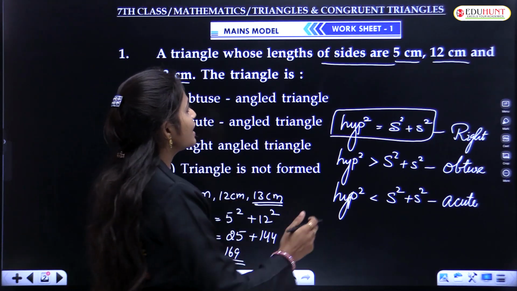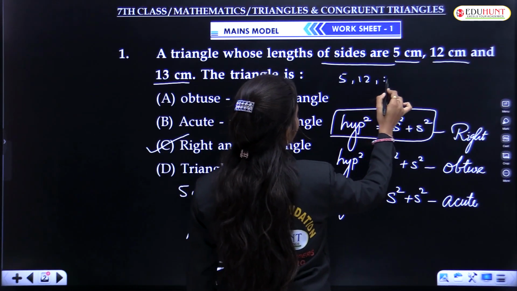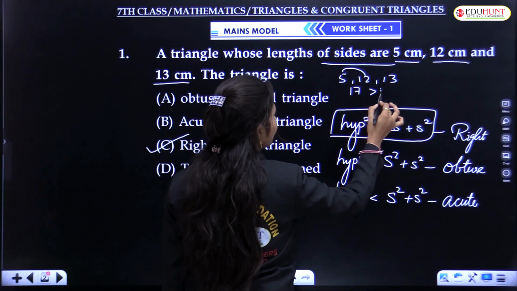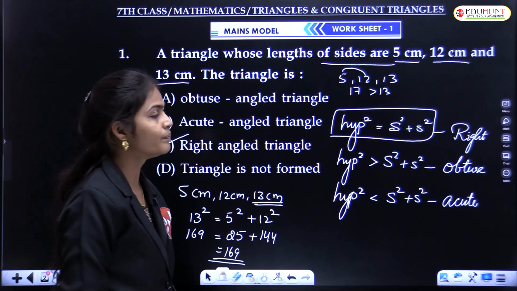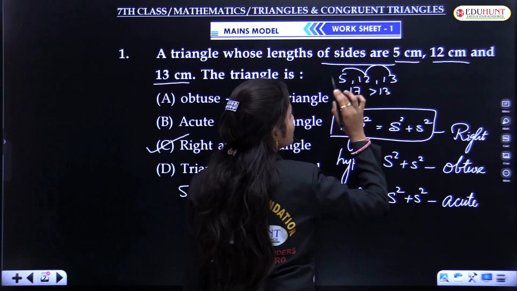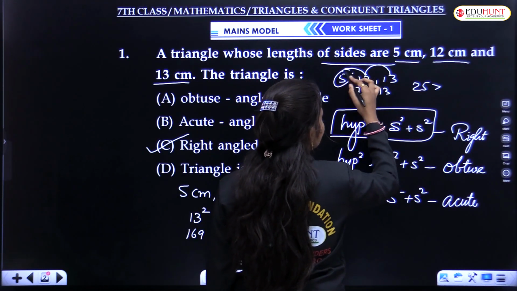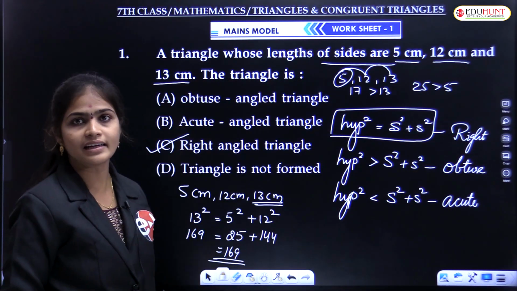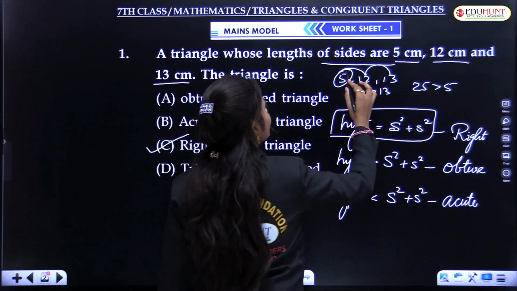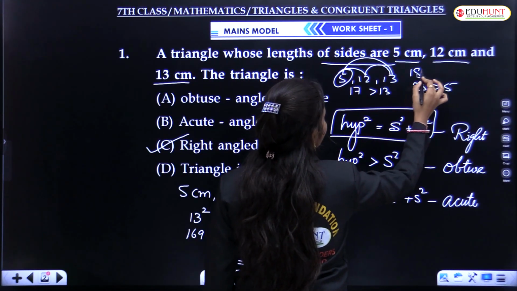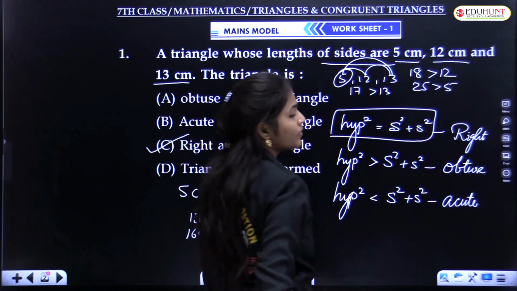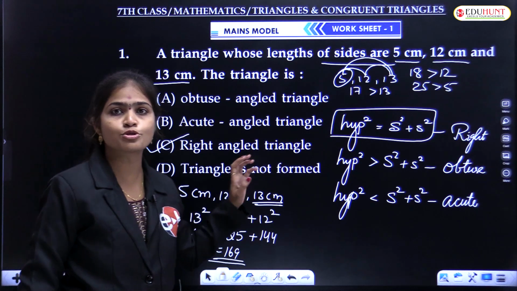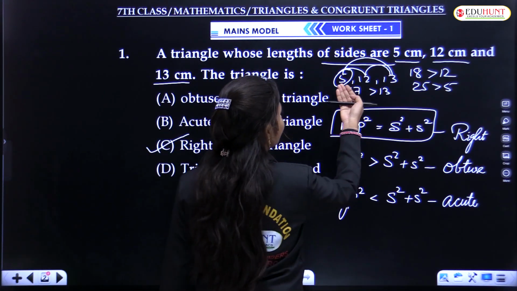Here 5 centimeters, 12 centimeters, 13 centimeters are given. Just check: 5 plus 12 is 17, which is greater than 13. Satisfying. Next, 12 plus 13 is 25, which is greater than 5. The sum of any two sides is greater than the third side. Satisfying. Next, 5 plus 13 is 18, which is greater than 12. While taking the addition, that is satisfying. Take the difference also. The difference also has to be satisfied here. So take the difference.